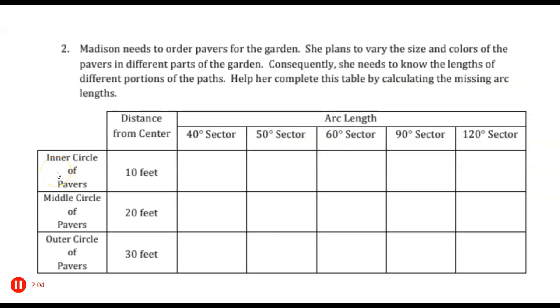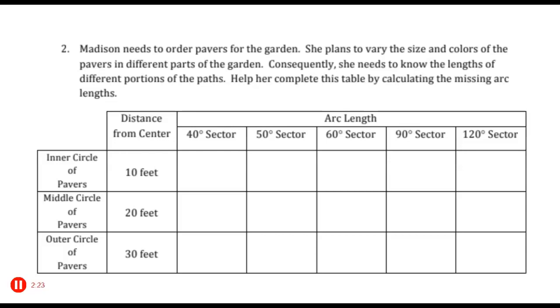Madison needs to order pavers for the garden. She plans to vary the size and color of the pavers in different parts of the garden. Consequently, she needs to know the lengths of the different portions of the paths. Help her to complete this table by calculating the missing arc lengths.